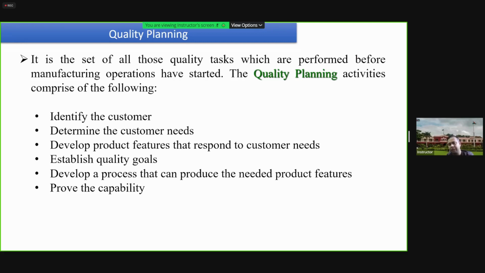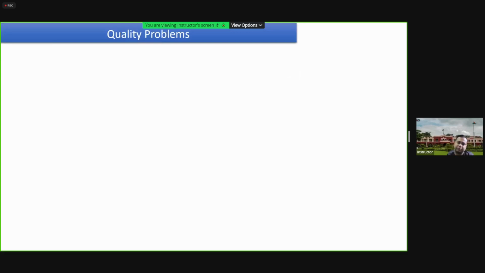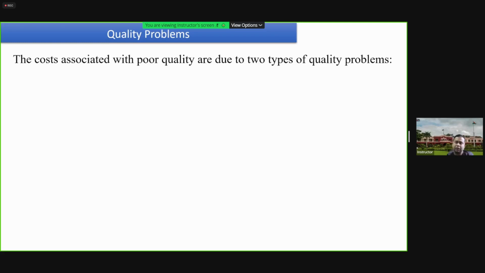And after planning, our goal is quality control and improvement. If we are going for quality control and improvement, we need to identify the issues also. What are the quality related problems? Broadly, quality related problems can be categorized into two types. One is sporadic quality problems and the other is chronic quality problems.